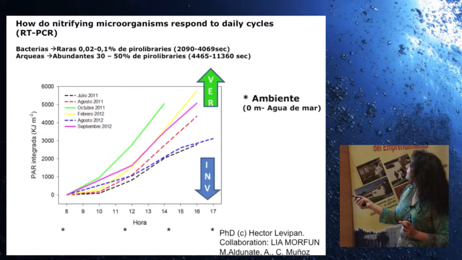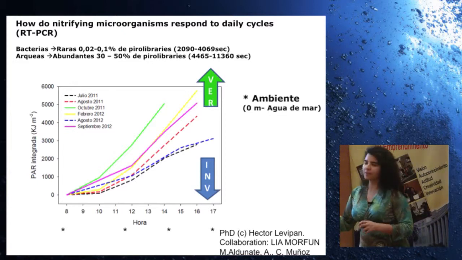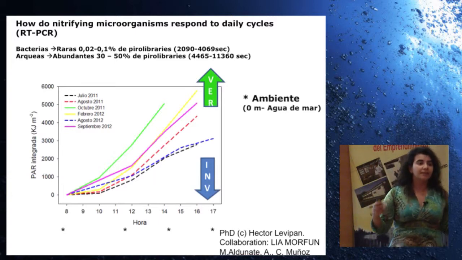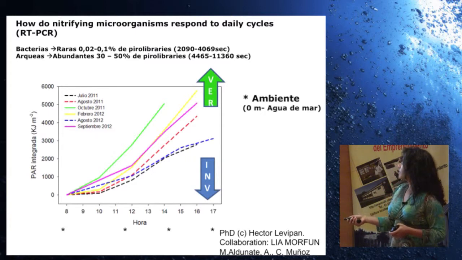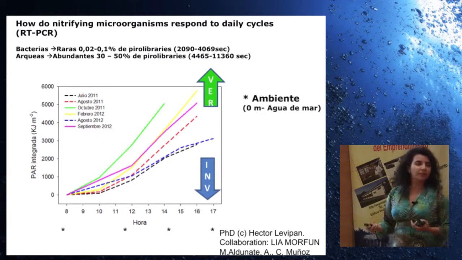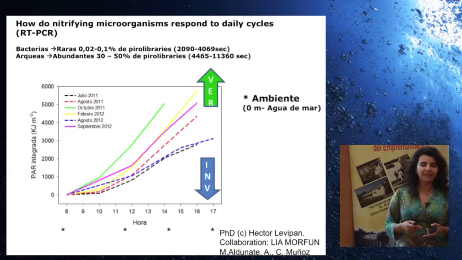So here you can see the integrated PAR, the radiation. We can see clearly the differences between summer, verano, and winter time in the integrated light intensity. Then we collected samples at different times along the day, at more than 4 times, and evaluated in the RNA what happened with these nitrifying assemblages along the day, how they respond to light.